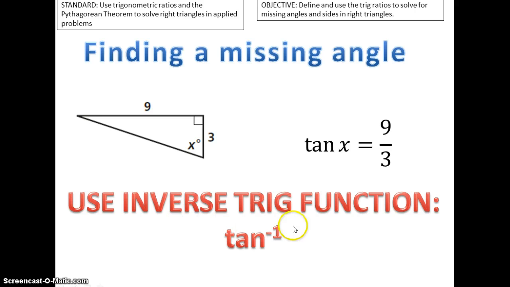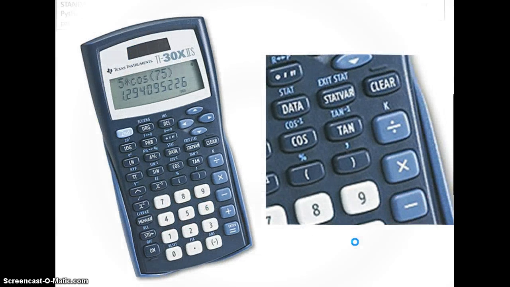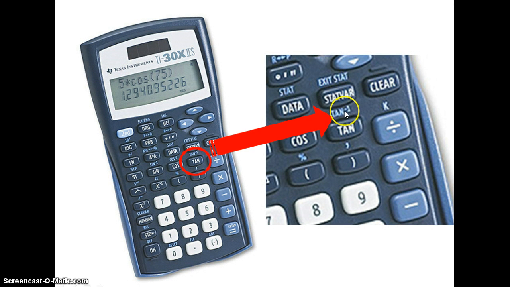You're going to use what's called the inverse trig function. This is called either inverse tangent or sometimes arctangent, and it's written in this form. That means inverse of tangent. Here's where it is on the calculator. Again, it's the same button, but you're going to use the second function on there, just above that.